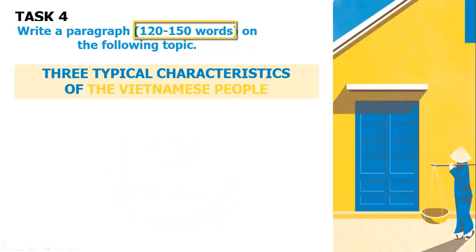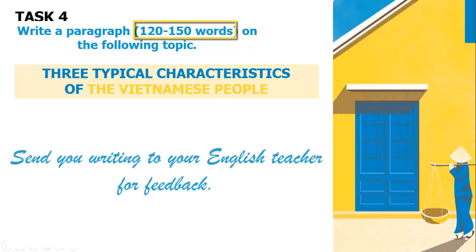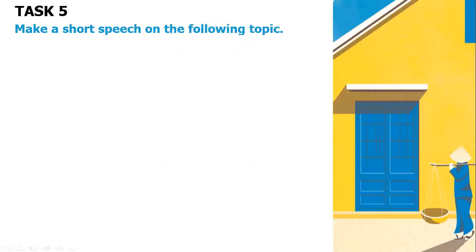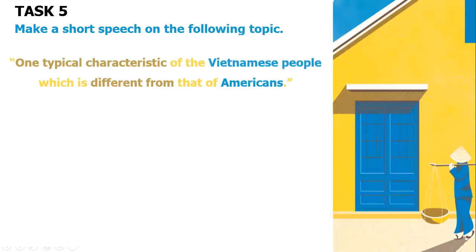Have you finished yet? Send the writing to your English teacher for feedback. We have just finished writing. Now, we move on to the next task. For further practice, we will make a short speech on the topic: 1 typical characteristic of the Vietnamese people, which is different from that of Americans. I will provide a sample answer.